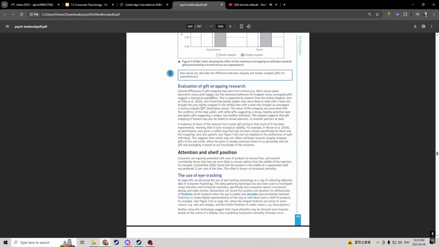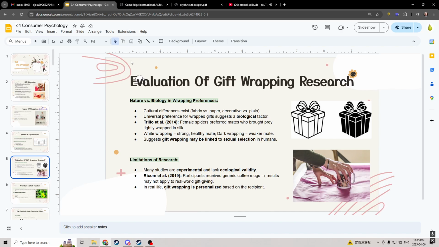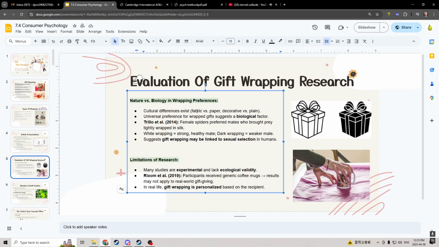Cultural differences. Wow, interesting. Okay. So cultural differences exist between liking fabric or paper, decorative versus plain, sloppy versus not sloppy. But the universal preference for wrapped gifts does suggest a biological factor in all of this. Trillo et al., 2014.